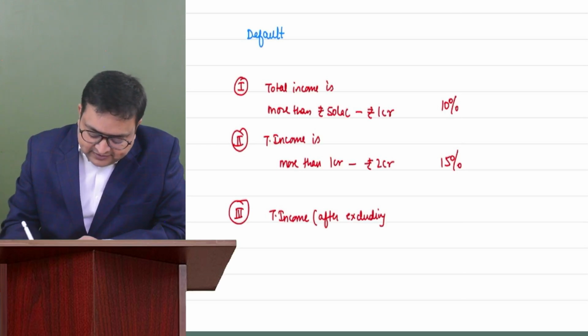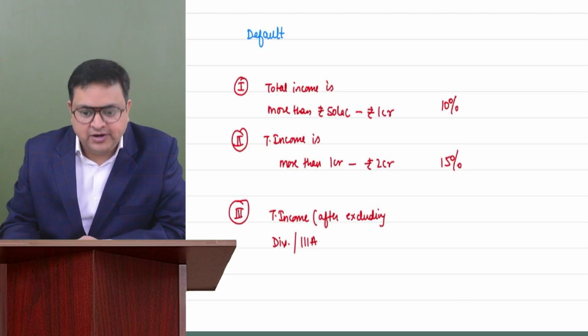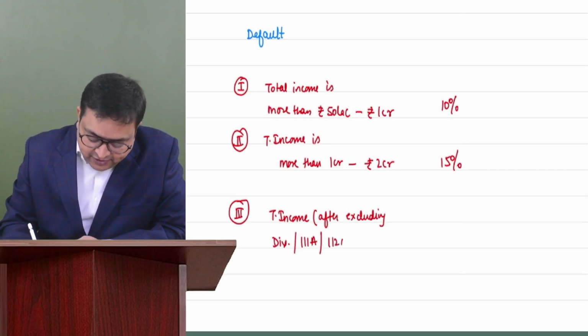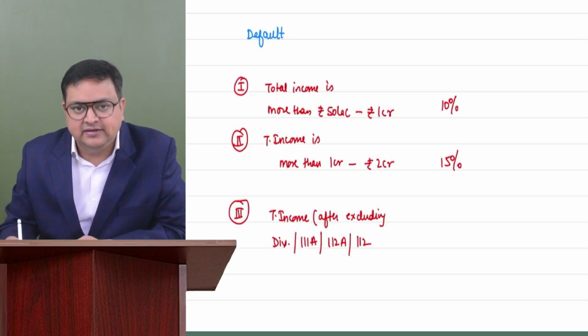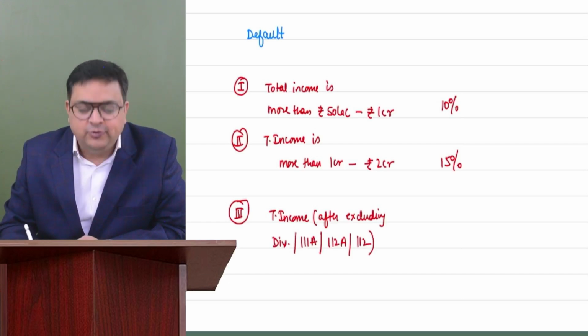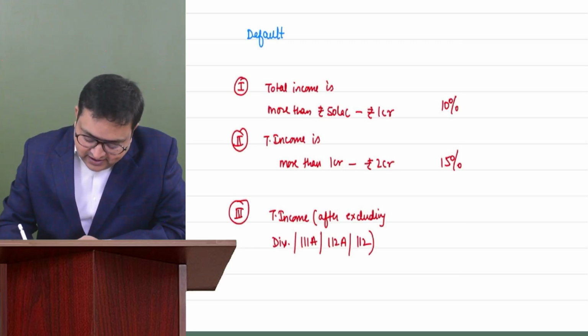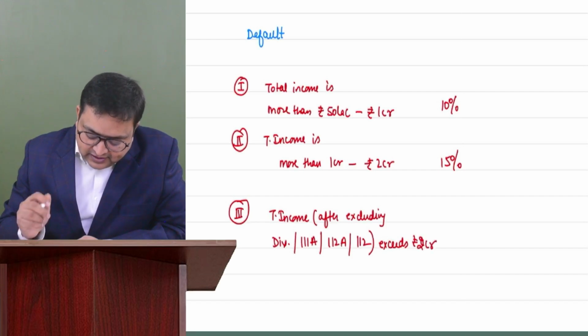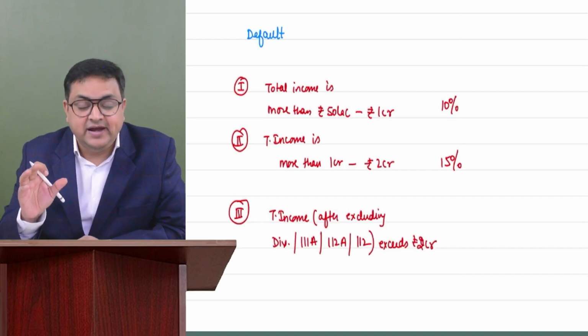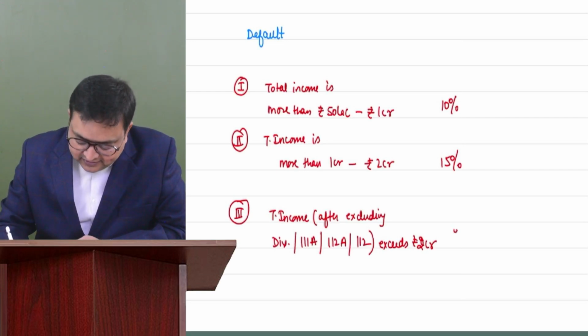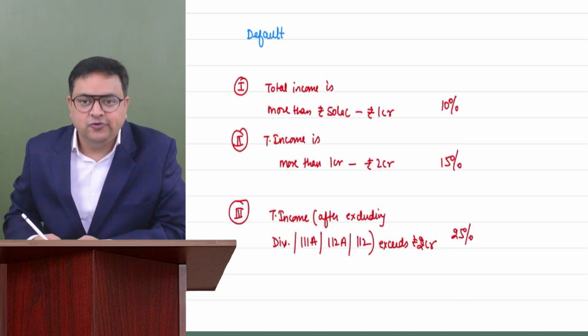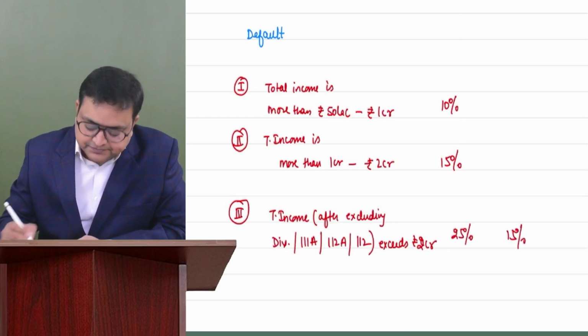What are those? After excluding dividend income, 111A, short-term equity shares or equity-oriented units sold on stock exchange, 112A, long-term equity shares or equity-oriented units, or 112. What is 112? Long-term capital gain, any other long-term capital gain. After excluding them, if it exceeds rupees 2 crores, then this person would be in the third level, right? If it exceeds more than 2 crores, then this person would be in the third level. And here the surcharge rate would be 25% also and 15% also.